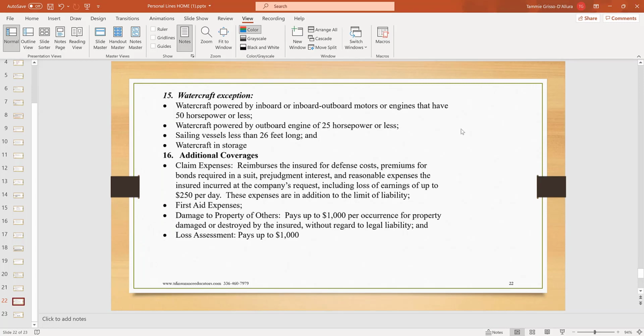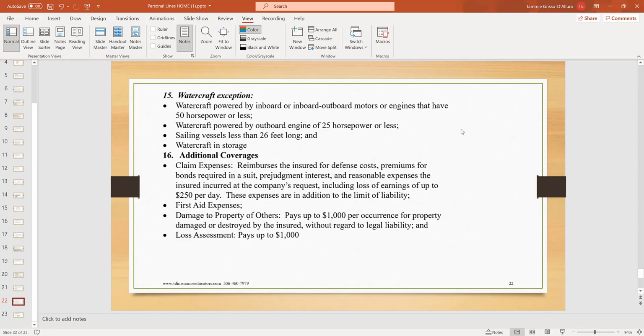for homeowner policy liability to extend. Watercraft with an outboard engine of 25 horsepower or less, sailing vessels less than 26 feet, and then any watercraft in storage. All of these are your boat exceptions. The best place to put a boat is on a boat policy. But if you don't, this is the exception on the liability side. Now remember, on the property side, you had $1,500 for the boat itself. On the liability side, you have these conditions.